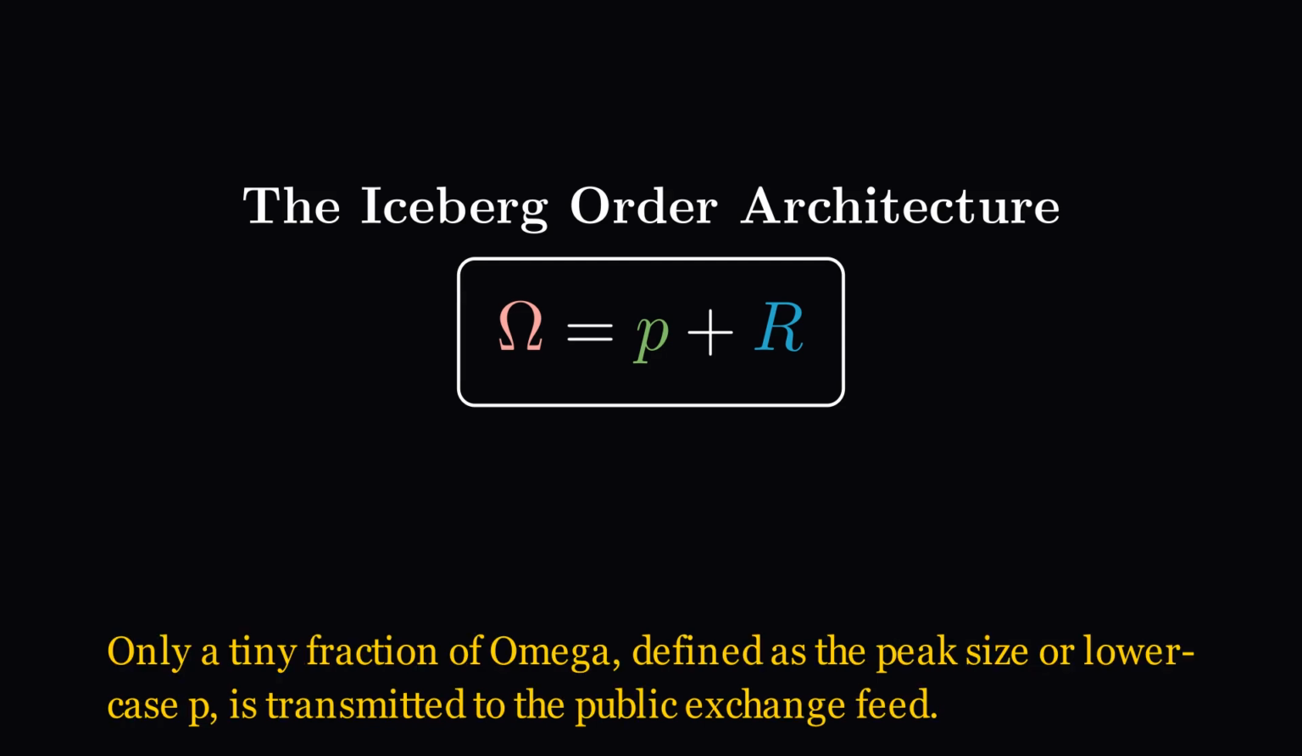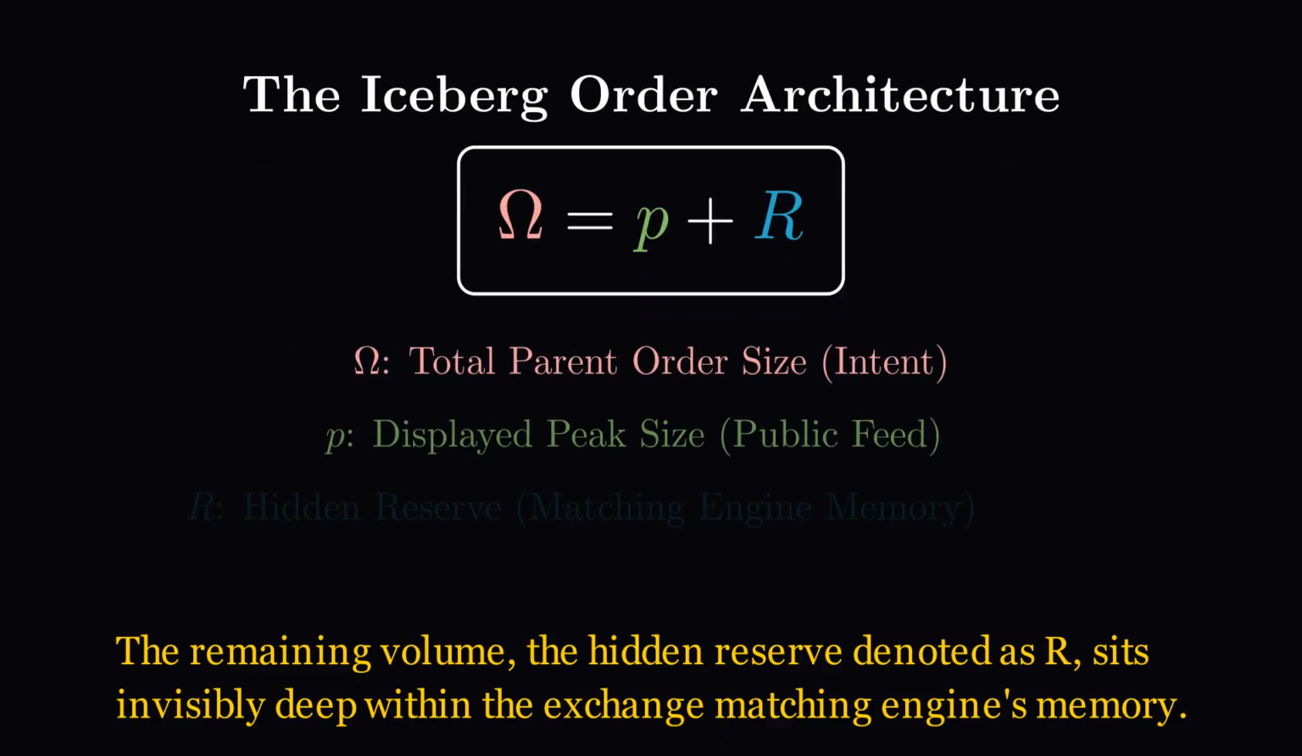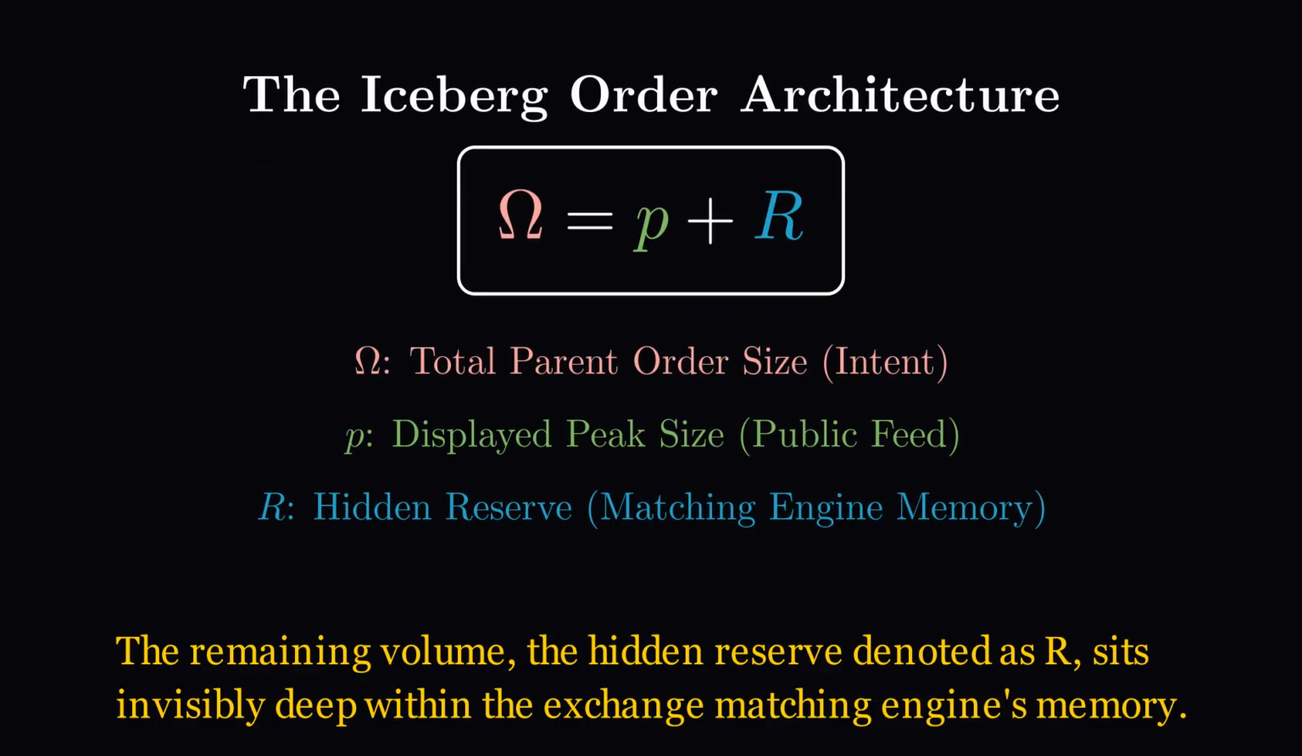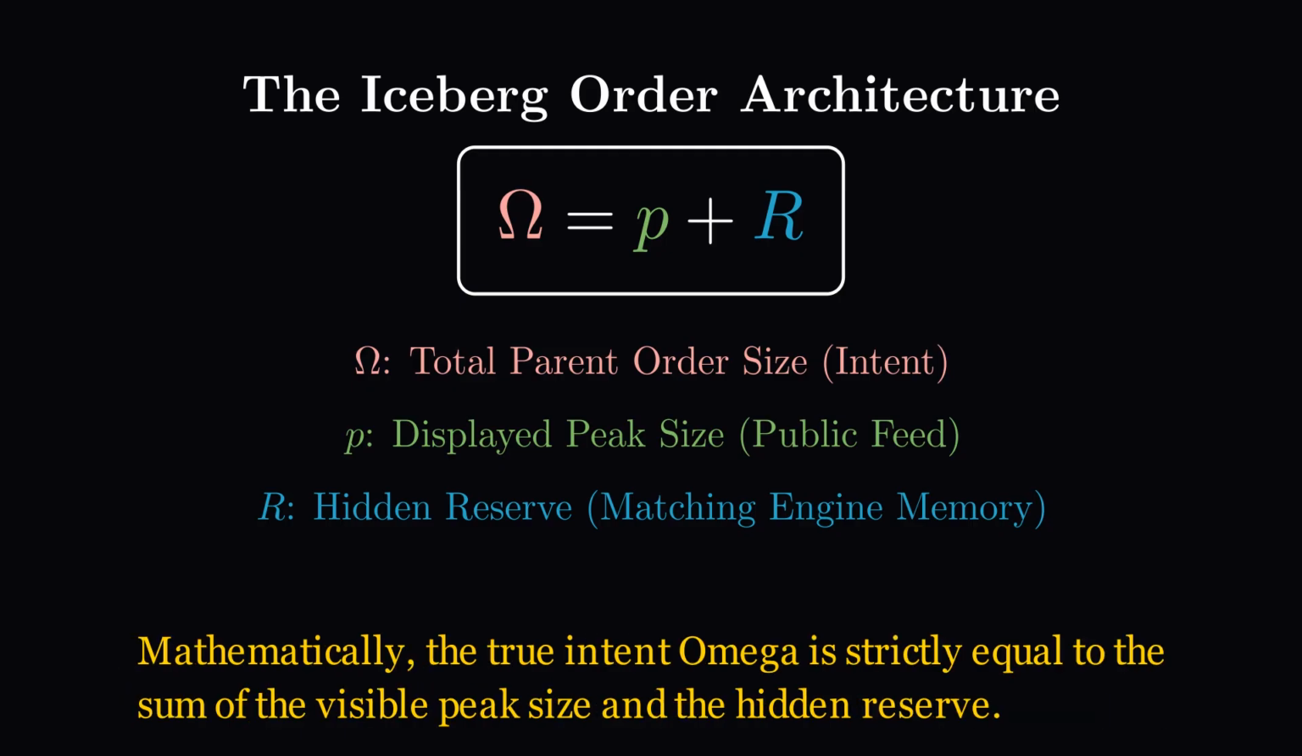Only a tiny fraction of Omega, defined as the peak size or lowercase p, is transmitted to the public exchange feed. The remaining volume, the hidden reserve denoted as R, sits invisibly deep within the exchange matching engine's memory. Mathematically, the true intent Omega is strictly equal to the sum of the visible peak size and the hidden reserve.